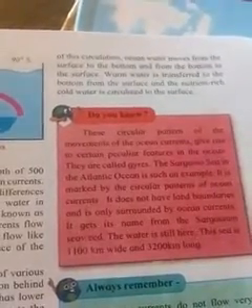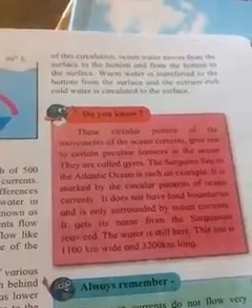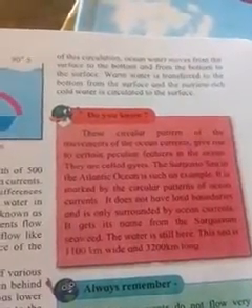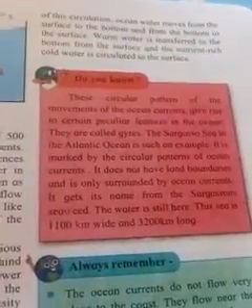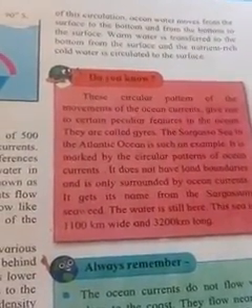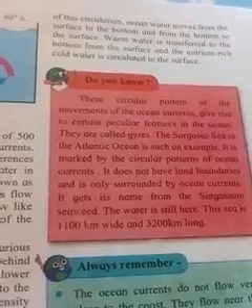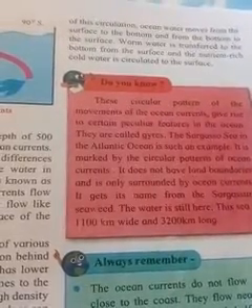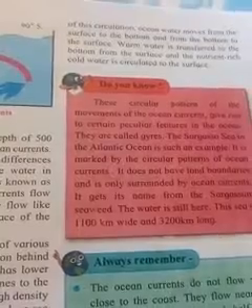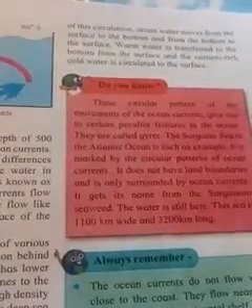It gets its name from the Sargassum seaweeds. The water is still there. This sea is 1,100 km wide and 3,200 km long.